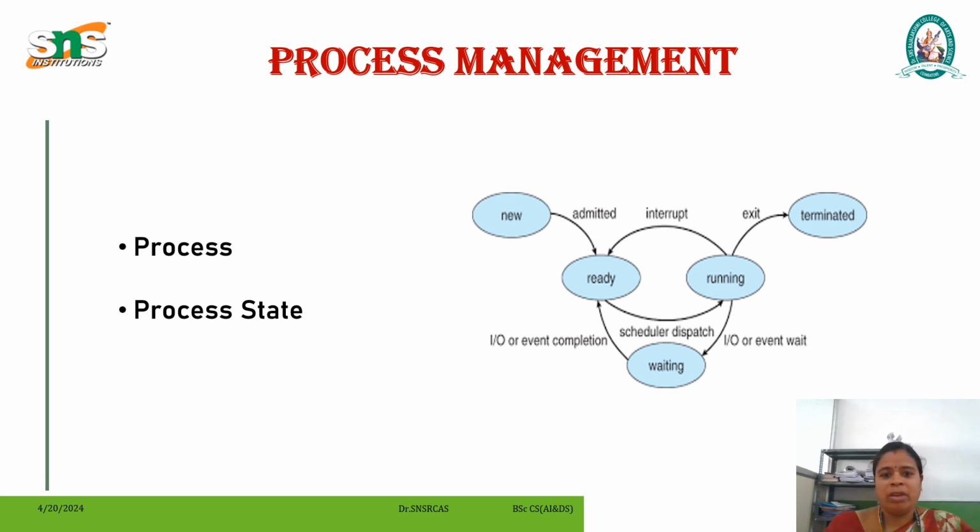Next one, waiting. Waiting is nothing but the process is waiting for some event to occur, such as input output device completion or reception of a signal. Next one, ready state. Ready state is nothing but the process is waiting to be assigned to a processor. Next one, terminated. Terminated is nothing but the process has finished execution.